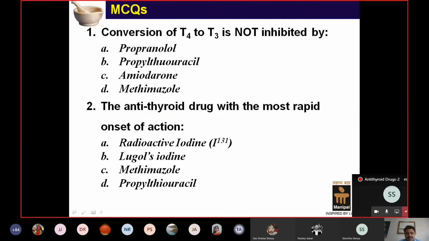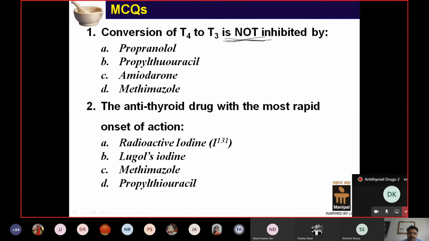MCQs. Number 1, conversion of T4 to T3 is not inhibited by which drug? D, methimazole. Propranolol does, propylthiouracil does, amiodarone also does. So methimazole doesn't do that. Very good. So option D is correct.